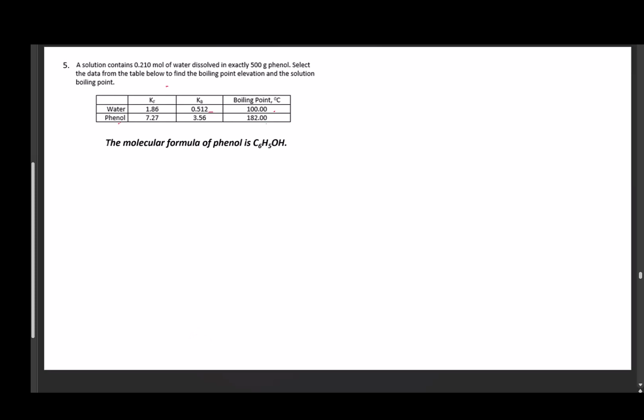By the way, phenol is a very poisonous compound. You could die by getting a drop of it on your hands. It dissolves into your skin very quickly.